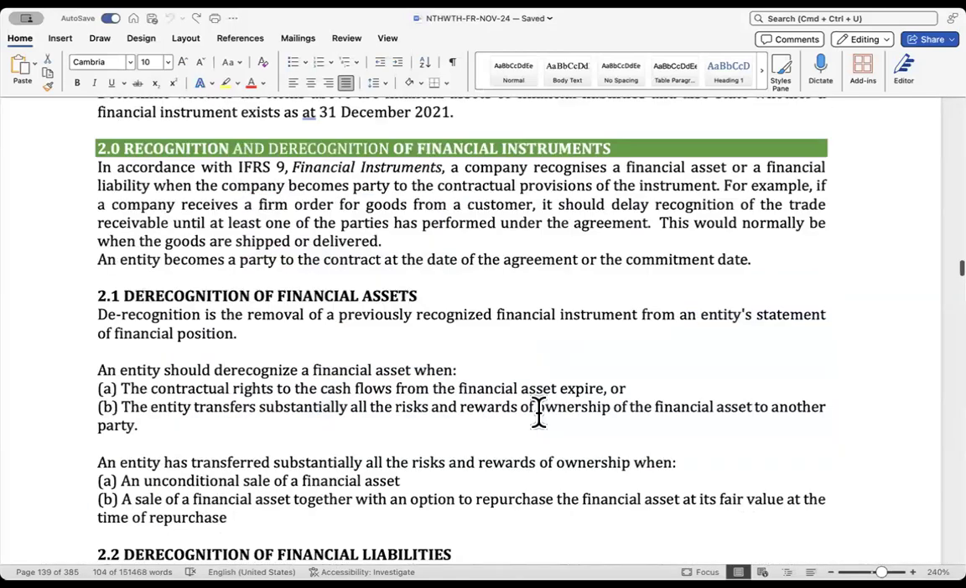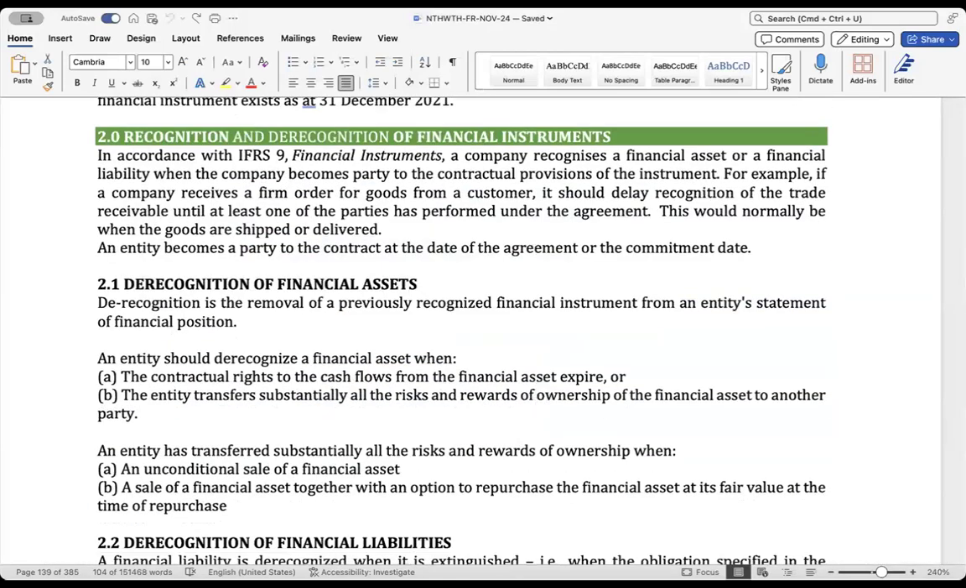Okay, so now let's go to the other part of this class, which is talking about recognition and the recognition of financial instruments. You see, what we have done so far, for me, is like 50% of what you need to know. It is the most important thing here.